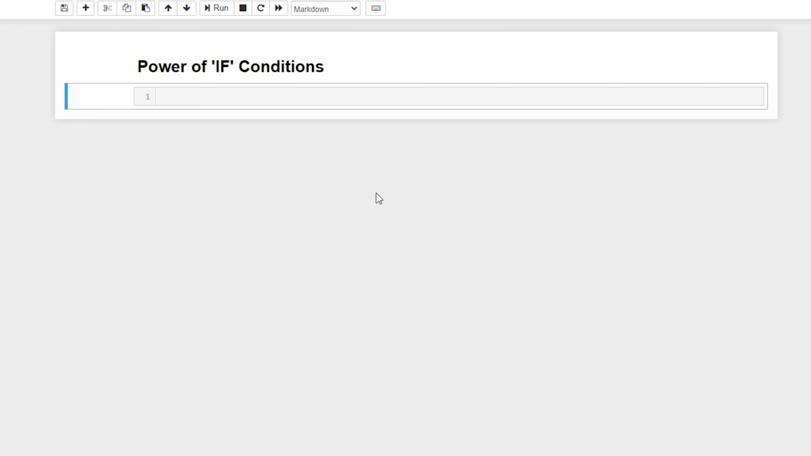Good morning, guys. In this session, we are going to see the power of if conditions, how powerful this if condition is. During interview sessions, most interviewers, in fact myself, have asked these questions to check the capability of how you are using if conditions in some complex kind of puzzles.